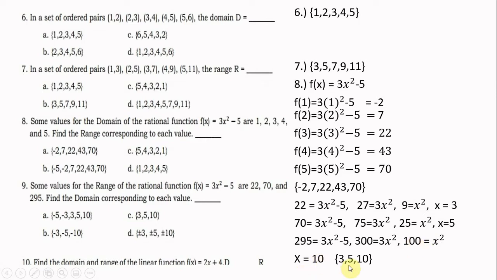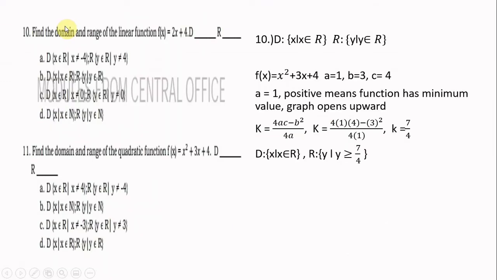So therefore the answer is 3, 5, and 10. Okay, next. Number 10: find the domain and range of the linear function f of x equals 2x plus 4.